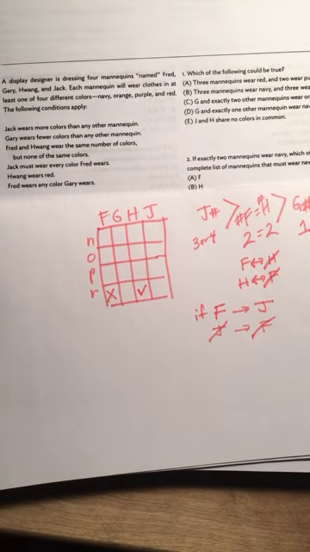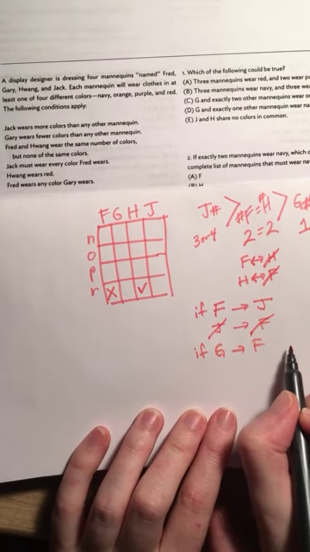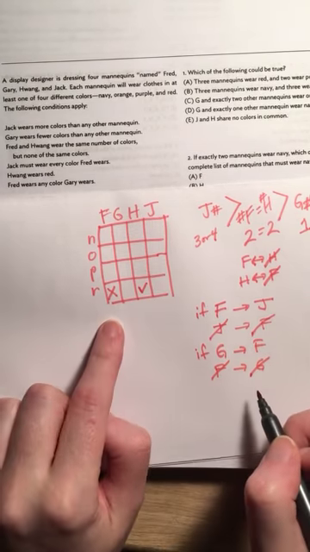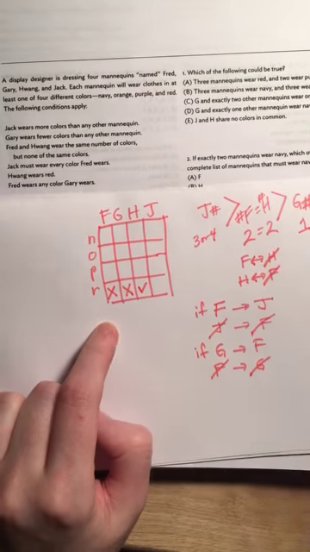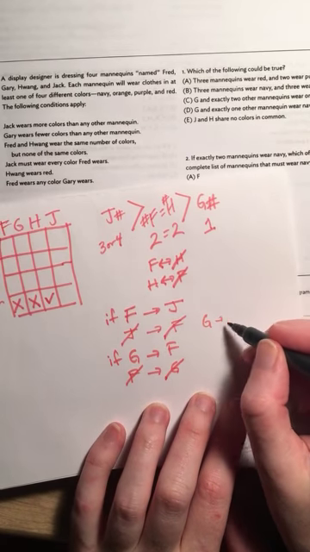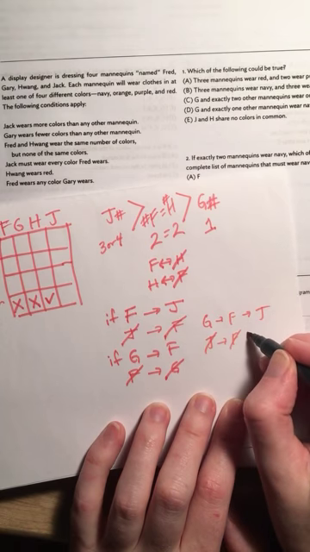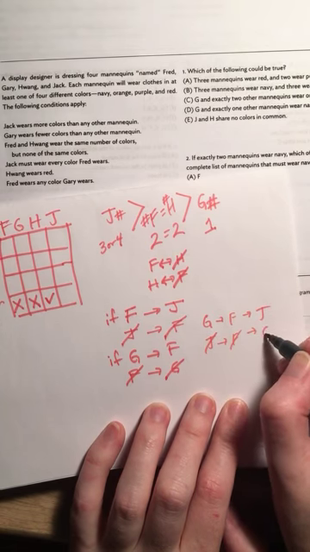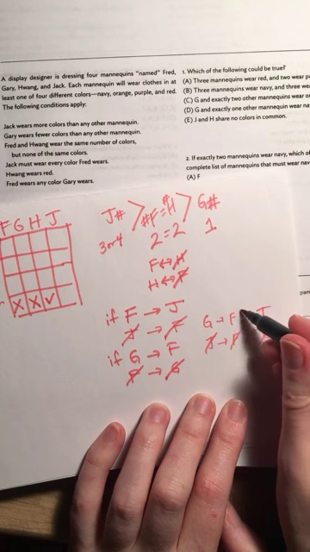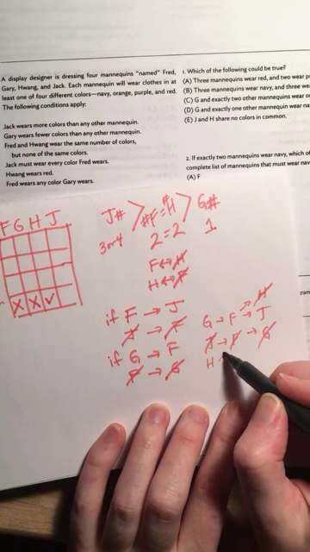And Fred wears any color that Gary wears. So if Gary wears a color, then Fred wears it. If Fred doesn't wear a color, then Gary doesn't wear it. So Fred doesn't wear red, neither does Gary. And we could connect these to say if Gary wears something, then Fred does, then Jack does. If Jack doesn't wear something, then Fred doesn't wear it, which means that Gary doesn't wear it. And we could also say that if Fred wears something, H doesn't, and if H wears something, then Fred doesn't.